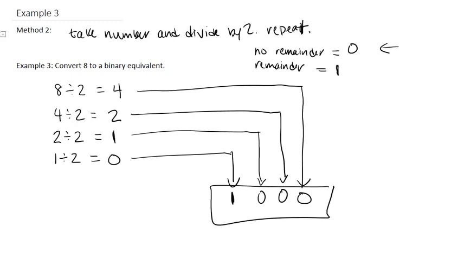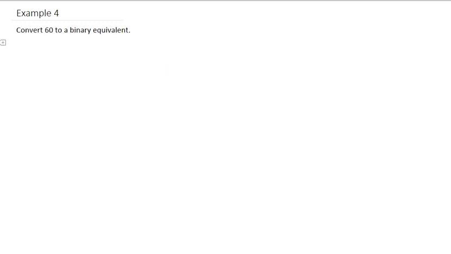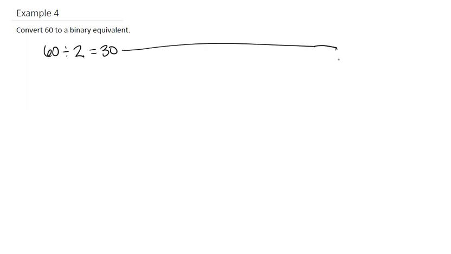Let's do another example. Example 4. Convert 60 to a binary equivalent. So we take 60 and divide it by 2. Then we get 30. This is a whole number. So we place this in our first spot on the far right, and we place a 0 there because there is no remainder.